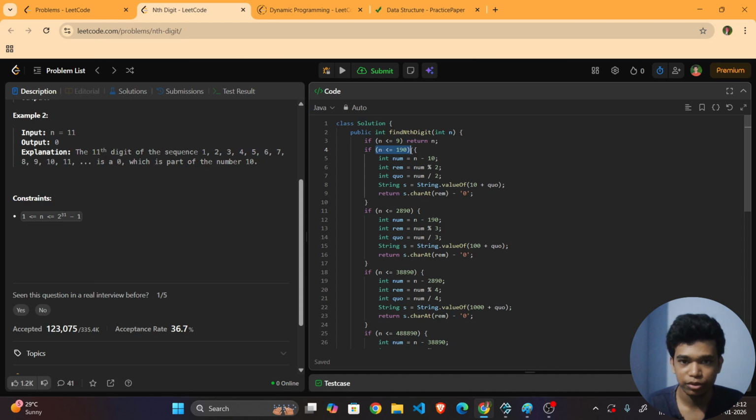Then what should I do? First step, I want to subtract 10. Why am I subtracting 10? Because totally 9 values are eliminated and we are starting from 10. Now currently we are starting from 10.